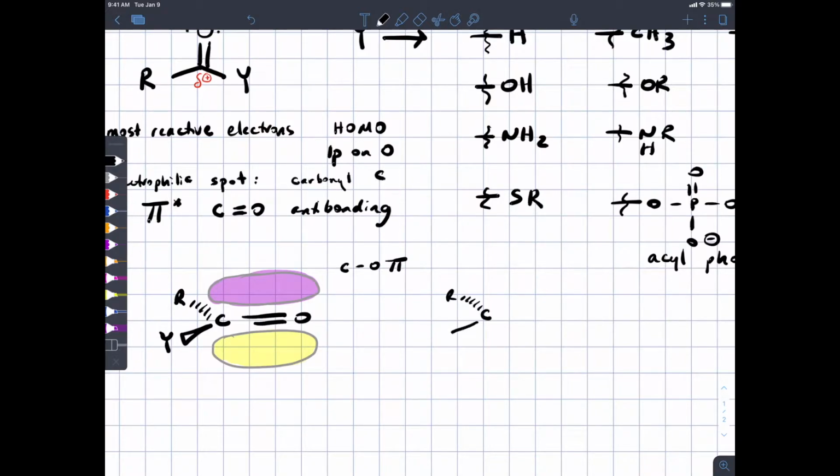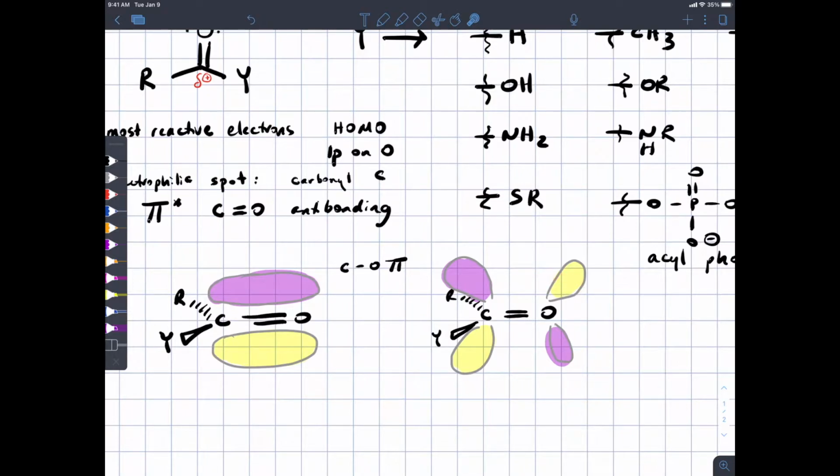The carbon-oxygen pi star would look like this. It would have a node in between the two atoms, the carbon and the oxygen. The node indicates that if you filled this orbital, there would be no electron density in the space between the two atoms. In fact, electrons would be on either side, tending to pull the two nuclei apart.